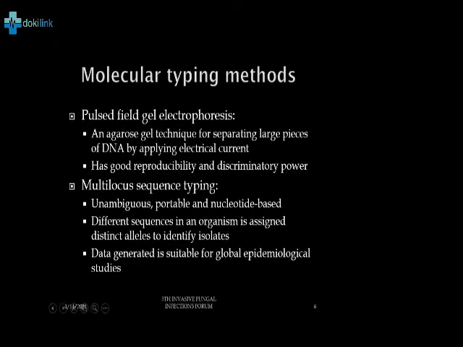Multilocus sequence typing is unambiguous, portable, and a nucleotide-based technique in which different sequences in an organism are assigned distinct alleles to identify the isolates. The data generated here is suitable for global epidemiological studies.